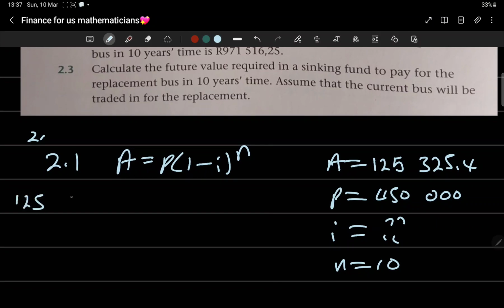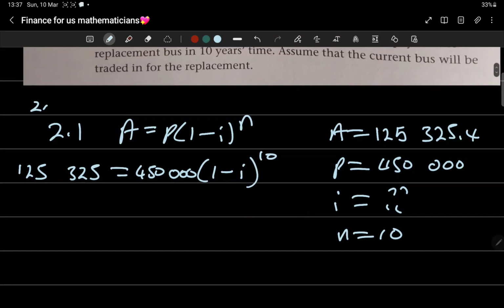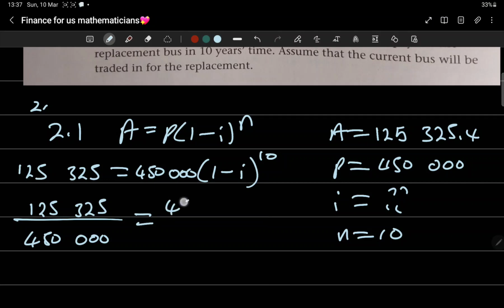So we have 125,325.44 for A, equals P, 450,000, times 1 minus I, to the power 10. Then let's try to make I the subject. Divide both sides by 450,000.